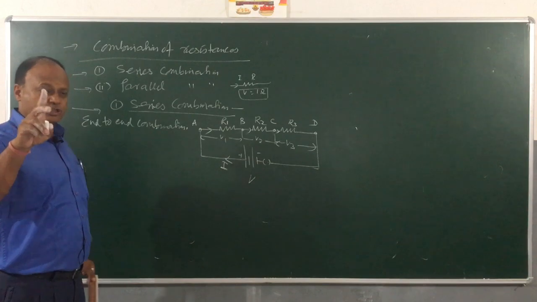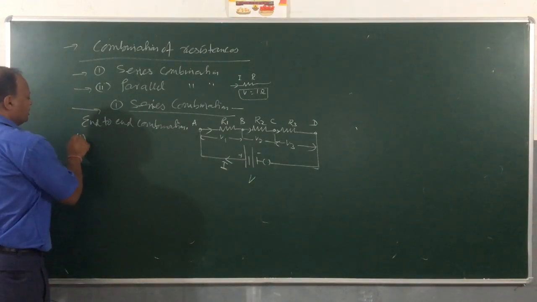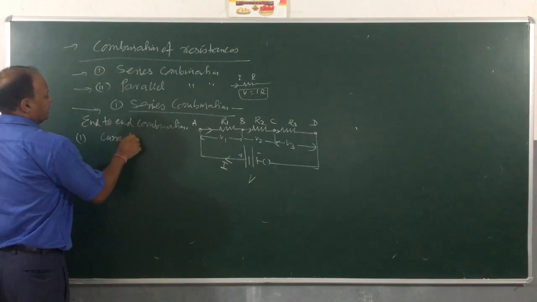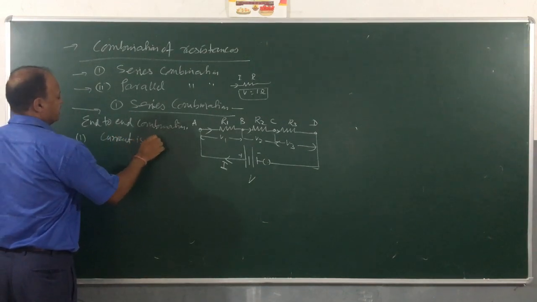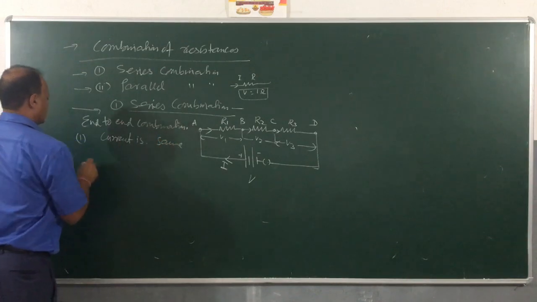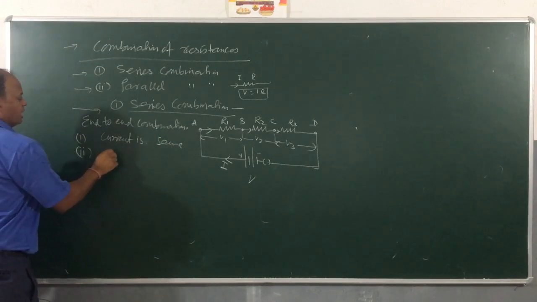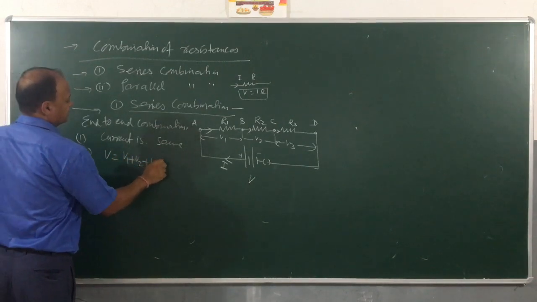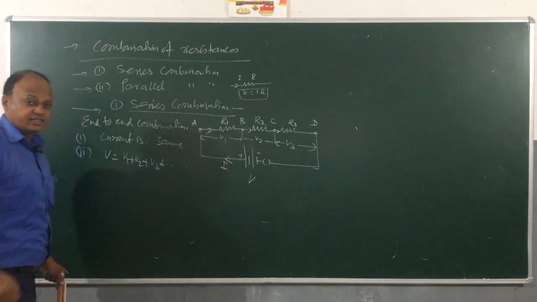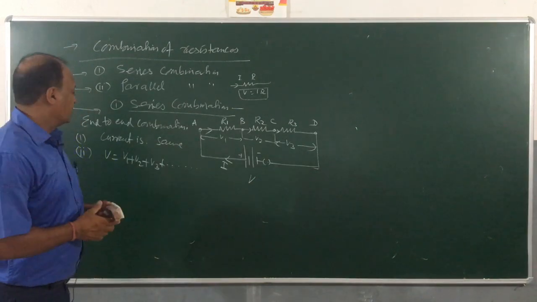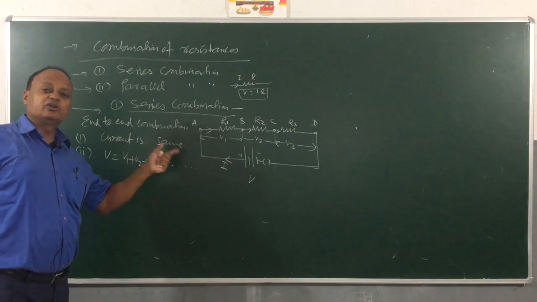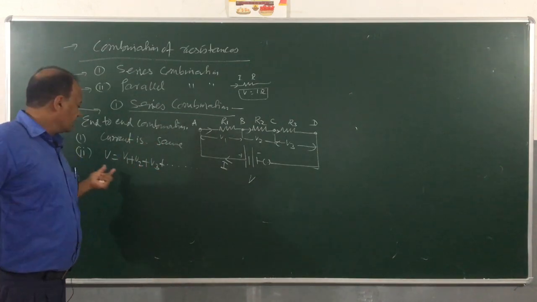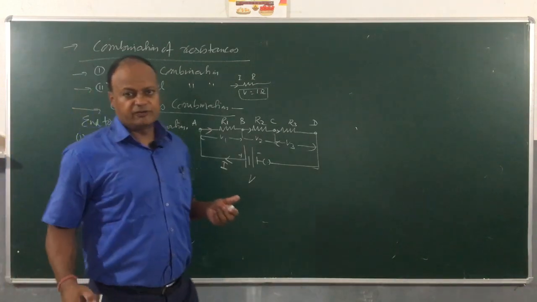Now there are two important things which you have to know. Number one, current is same. In series combination, current is same. And number two, applied potential difference is equal to the sum of potential differences across individual resistances. So you have to bear in mind that current I will be same, and if I add up the potential difference across individual resistances, that will be equal to the applied potential difference.